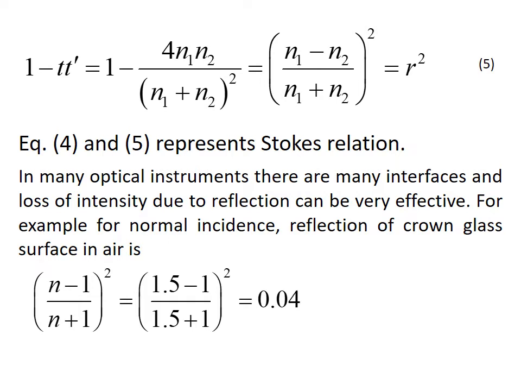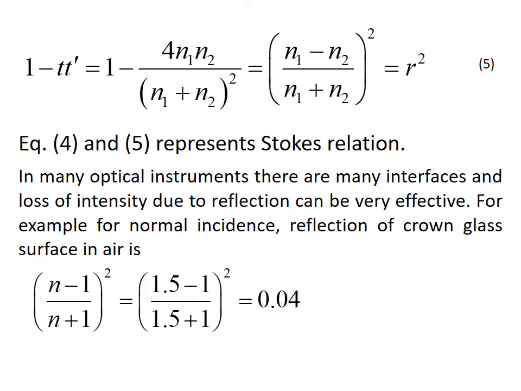This relation gives us the value of the reflection coefficient. In many optical instruments, there are many interfaces and the loss of intensity due to reflection can be very significant. This phenomenon is exploited by the anti-reflecting films to suppress the reflection and reduce the glare. This relation we also obtained while doing optical reversibility, if you remember, in lectures 2 and 3.